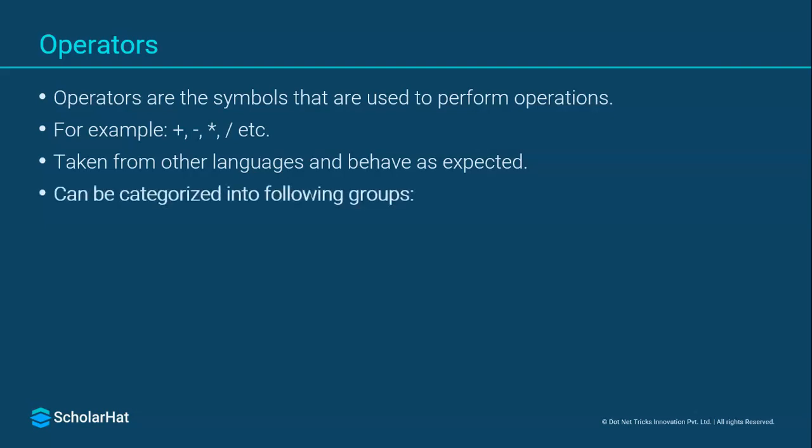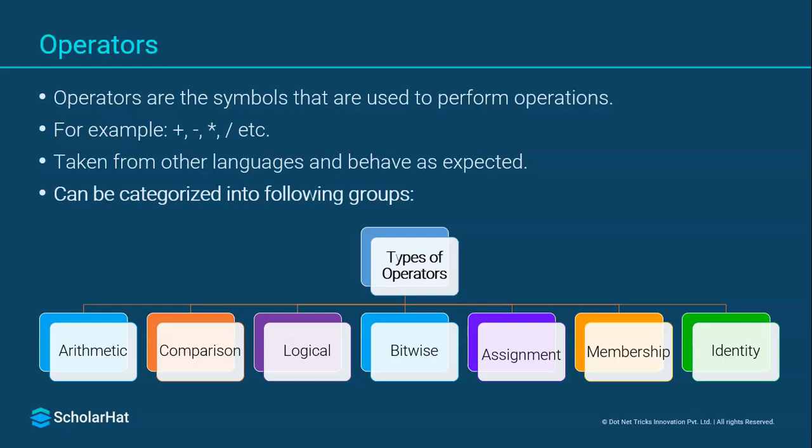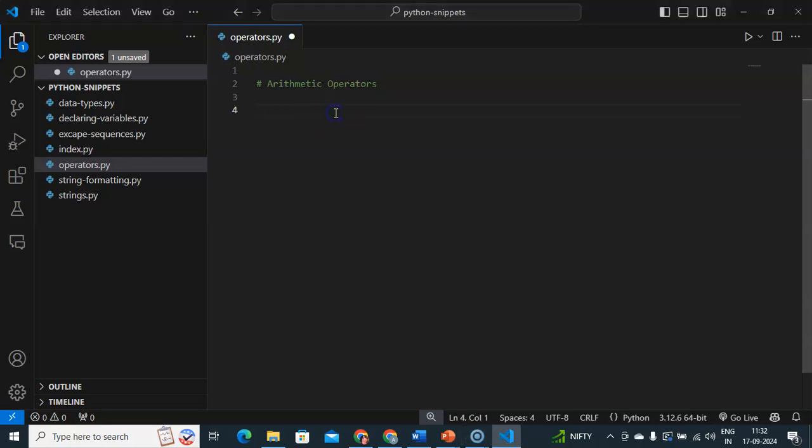They can be categorized into the following groups. We have arithmetic operators, comparison, logical, bitwise, assignment, membership and identity operators. I'm going to give an overview of a few of the operators and how they are used in Python, in action. So let's get started. Let's talk about arithmetic operators first.